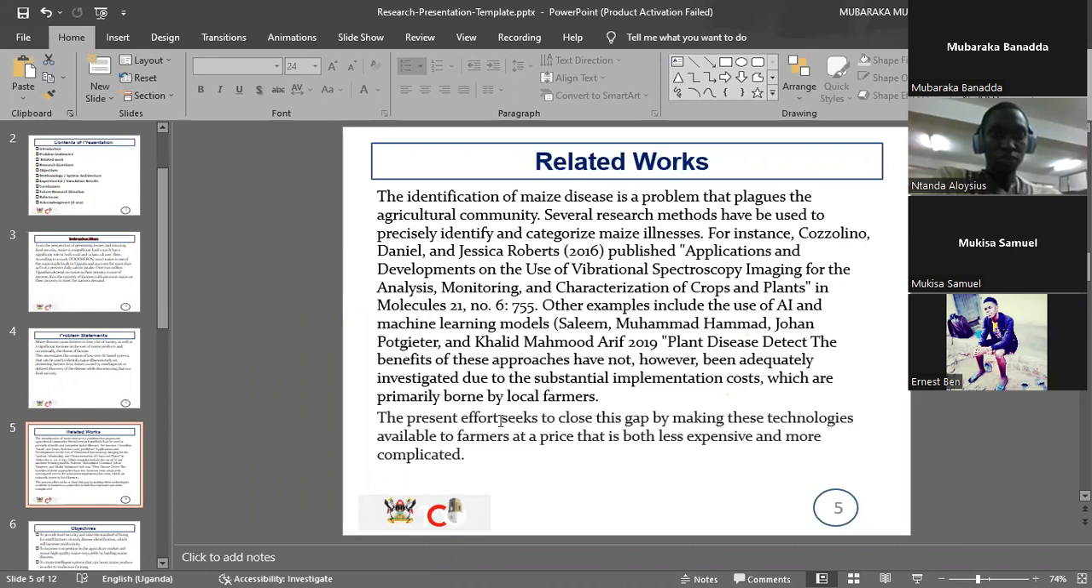So that's why our effort has been to bridge this gap by making these technologies available to farmers at a lower cost, through designing models that can be accessed by farmers, for example, through their mobile applications or phones, instead of using expensive gadgets like spectrometers.